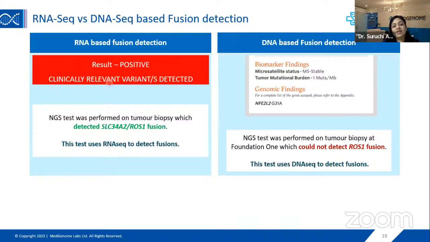So if the breakpoints are not common and not included in our panel for DNA sequencing based fusion detection, it can be missed. A similar concept also occurs when we do fusion detection by liquid biopsy, because liquid biopsy uses only circulating free DNA. It cannot be RNA based. So when we do liquid biopsy based fusion detection, again, DNA sequencing can miss some of the fusion targets as compared to RNA-seq based fusion detection.